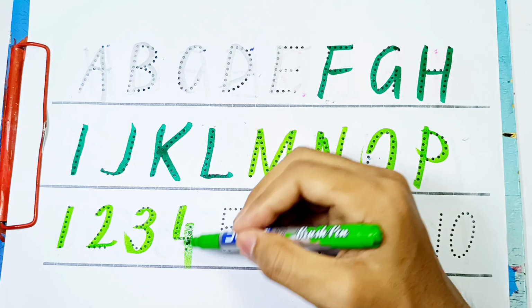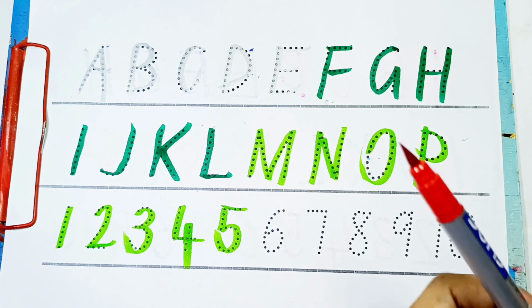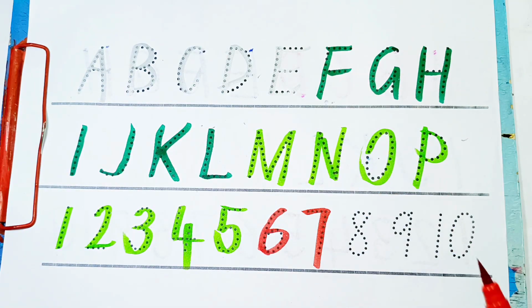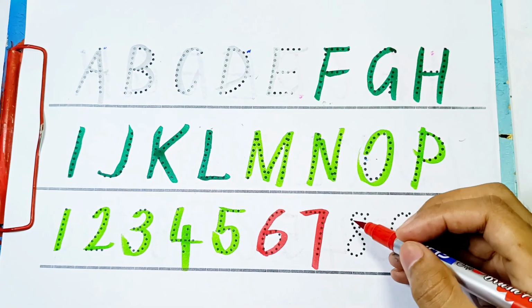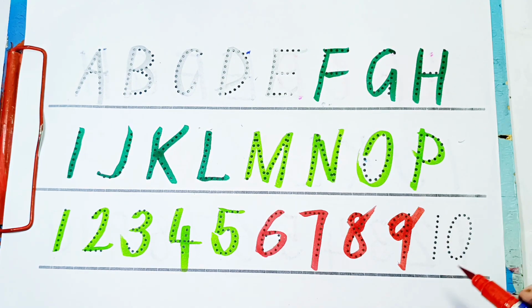The next one is 4, FIVE, 5. Now we're using the color of red and writing 6, 7. Now we're writing the number of 8, and the next one is 9, and the last one is 10.